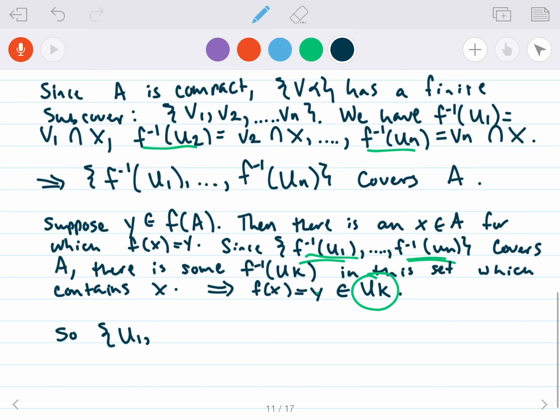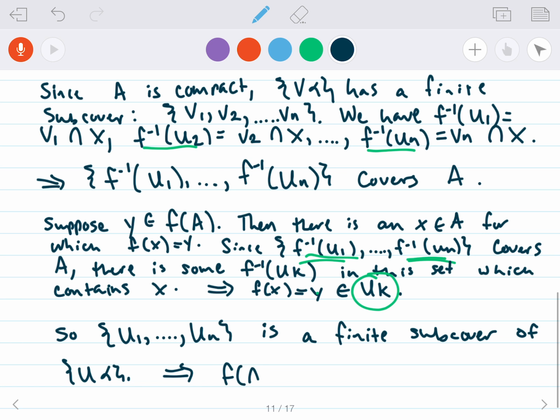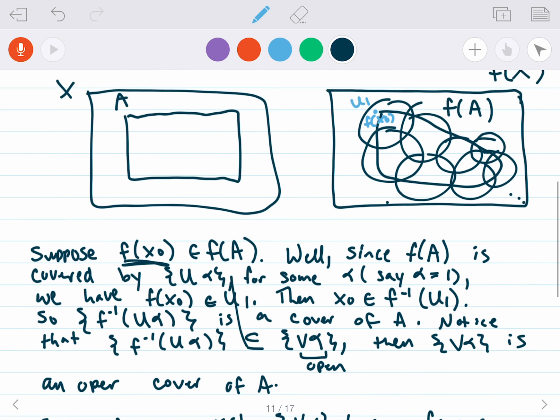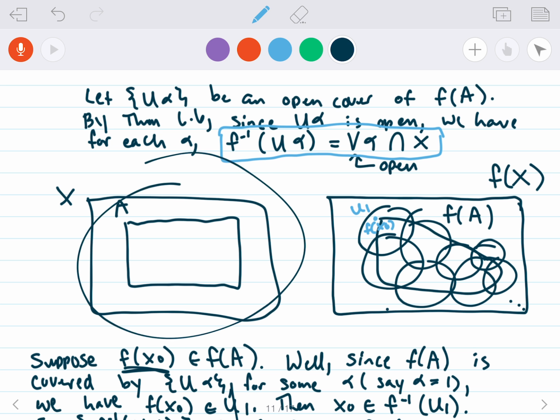Okay, so we've just proved the claim. So U1 through UN is a finite subcover of the U alphas, and hence f of A is compact. Okay, so that's the proof. Again, we were just leveraging that A was compact and playing games with images and pre-images to deduce that the image of A has to be compact as well.